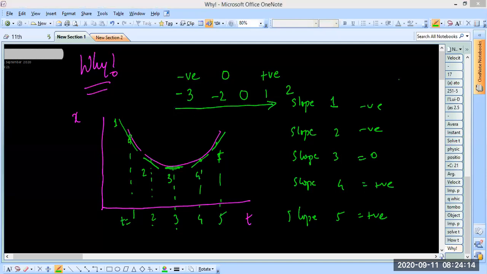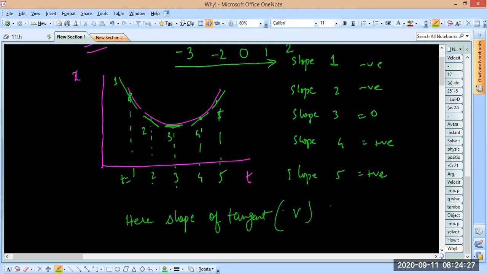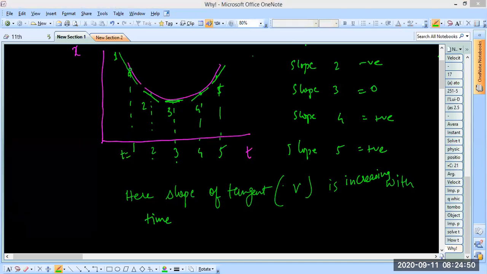Okay, so I'm writing a sentence. Tell me yes or no whether you understand that sentence. Here, slope of tangent, but slope of tangent obviously means velocity, right, is increasing with time. Inc means increasing. Okay, increasing with time. Let me just write it here, increasing. Do you understand this sentence? First it was negative, then gradually it becomes 0, then it becomes positive, so it's increasing, right?